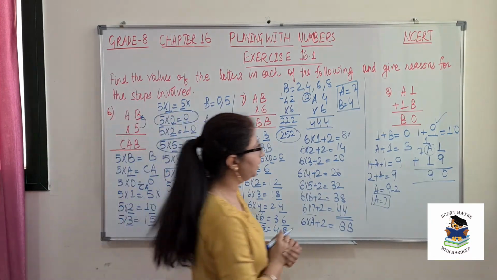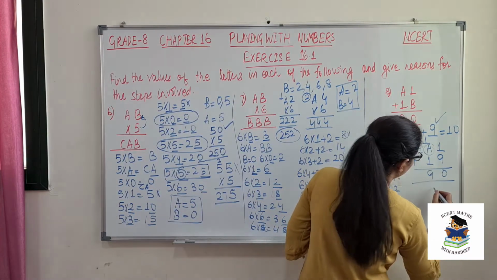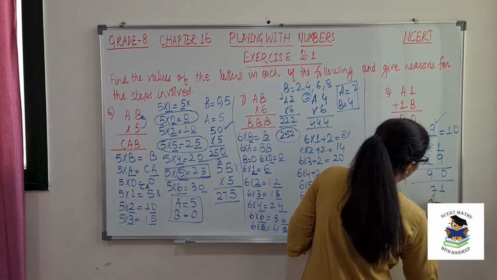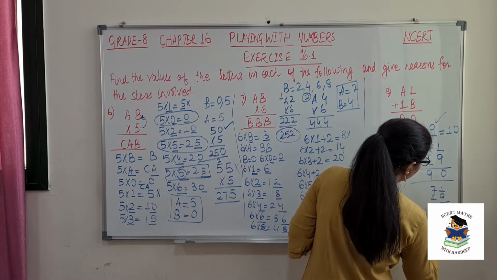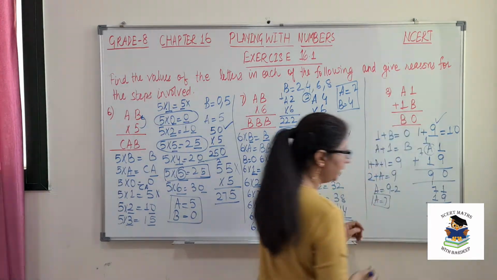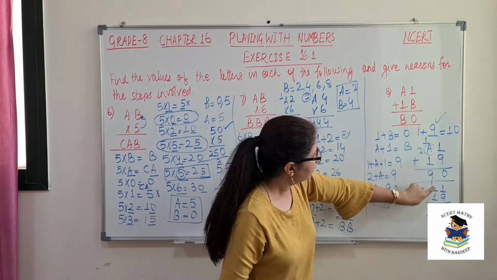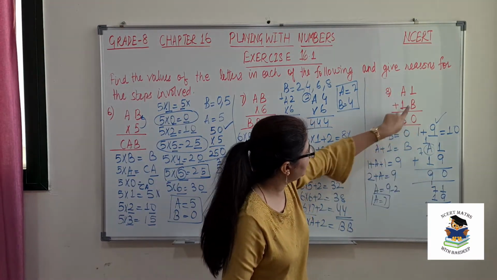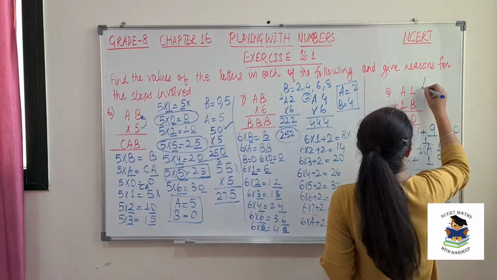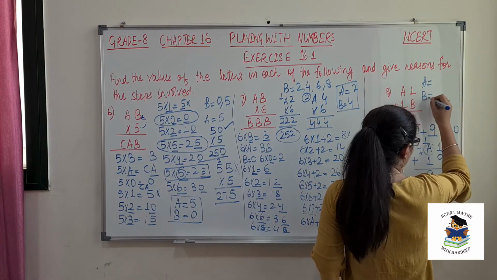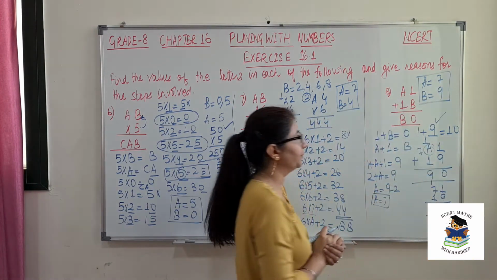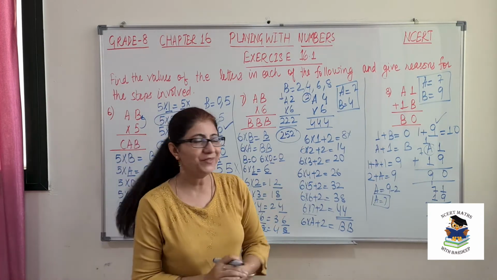You can check whether your answer is correct. A I have got as 7. So 7, 1 and 1. B is 9. So 1 plus 9 is 10. Okay. See, A 7. B and B, this should match. 9 and 9 is same. So what are the values of A and B then? A equals 7 and B equals 9. Okay. So this is our 8th question.